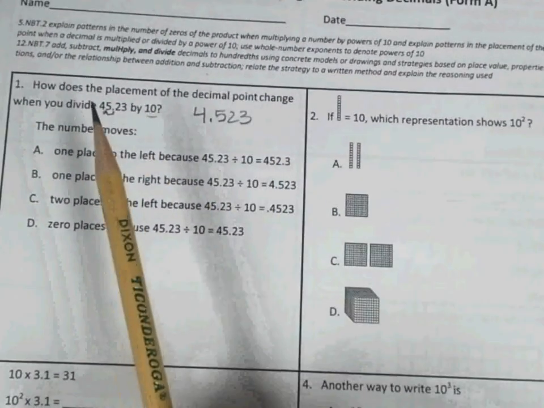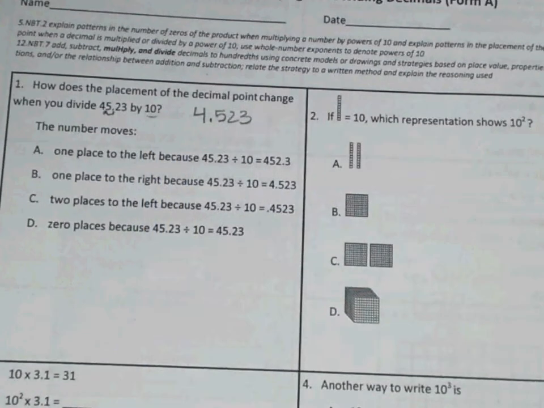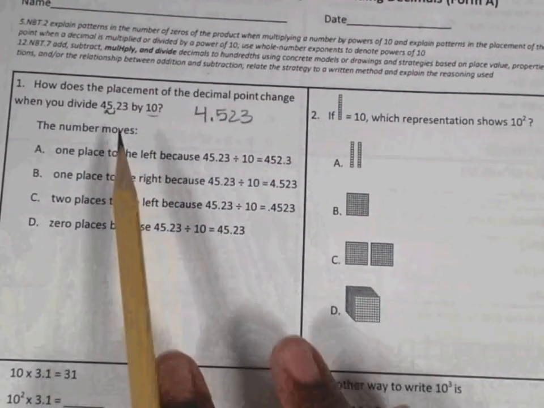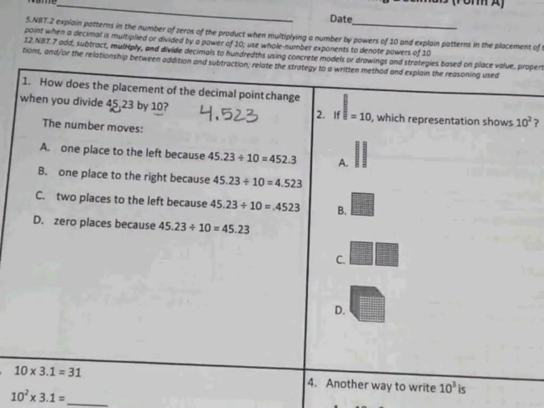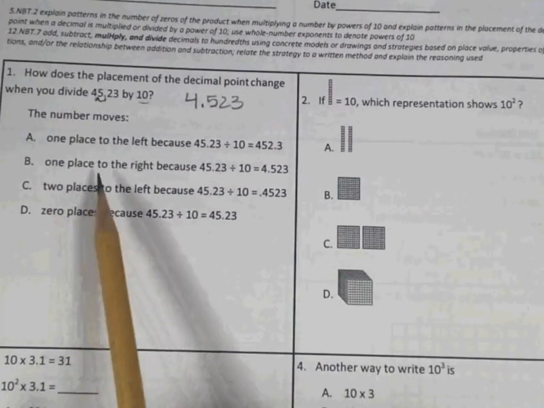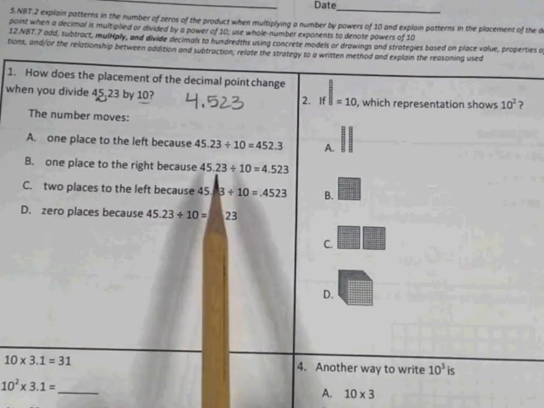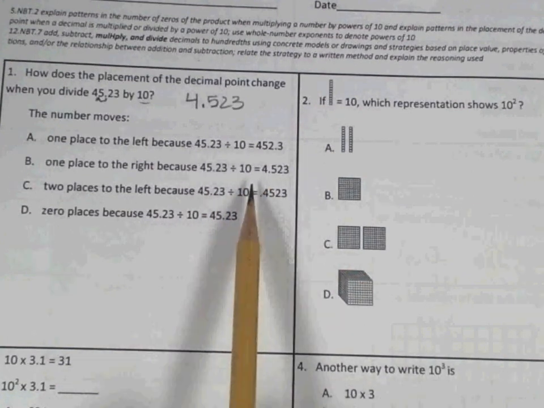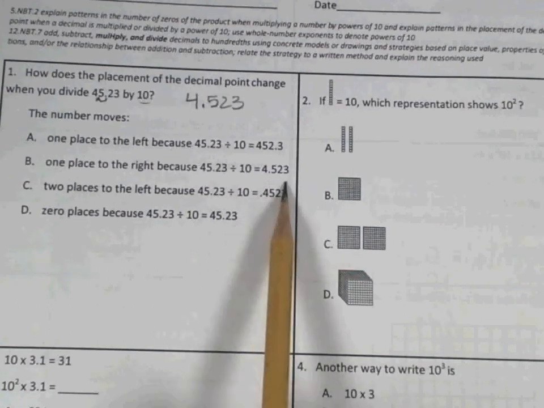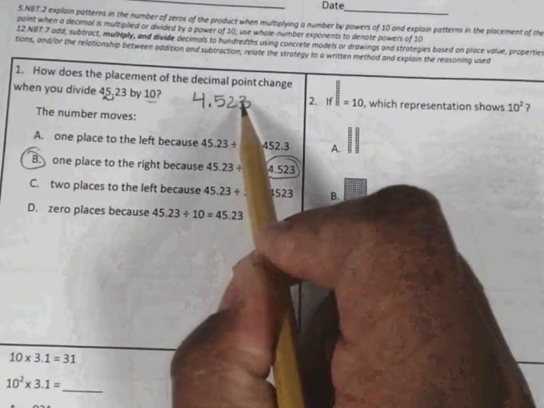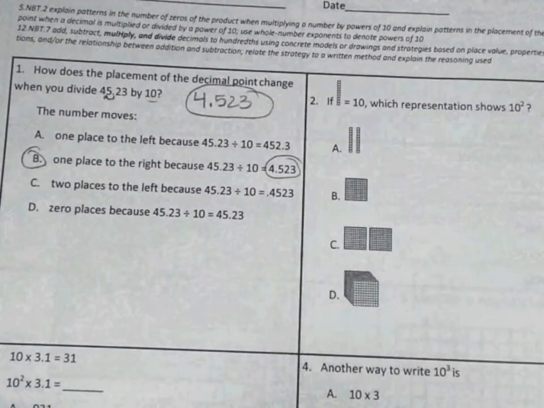So now this asks, the number moves where? If I were to pick this number up and shift it over, that number actually moved one place to the right. It moves one place to the right because 45 and 23 hundredths divided by 10 equals 4 and 523 thousandths. So even checking, this is the correct answer.